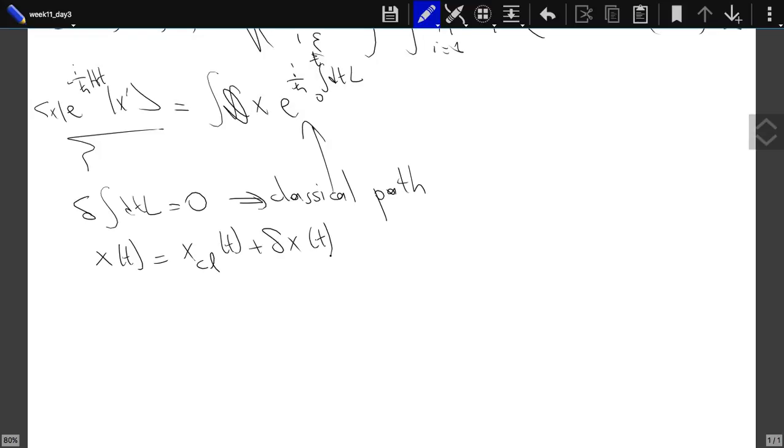Now, one method that we will be using will be the functional derivatives. Have you heard of functional derivatives before? No? Okay, functional methods.